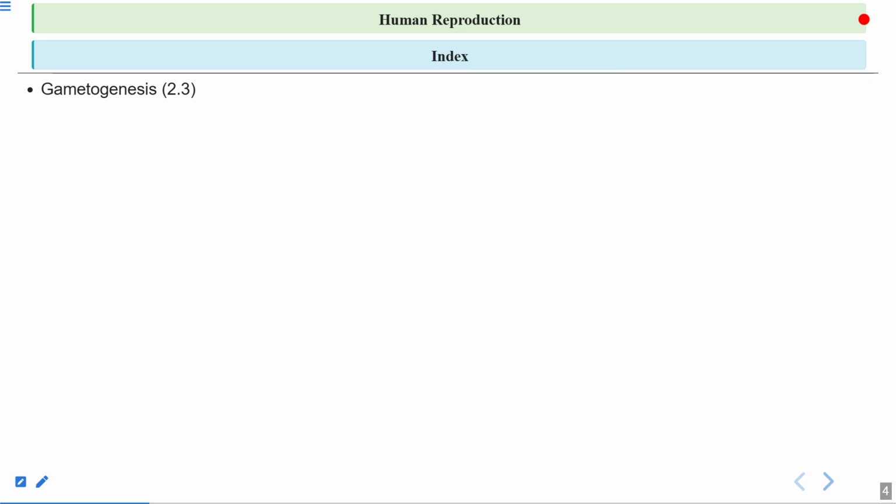Gametogenesis means gamete formation. This is the broader term. It includes spermatogenesis and oogenesis. Spermatogenesis means sperm formation. Oogenesis means ovum formation or egg formation in females. Then we'll summarize the entire lecture, and in the end we'll also discuss the DPP related to this chapter. So let's begin with this topic, gametogenesis.